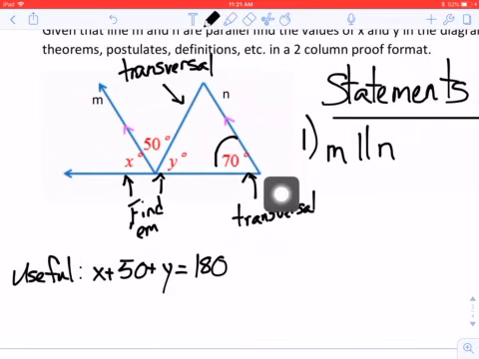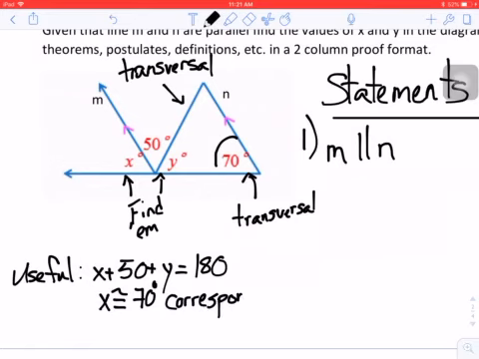Is there somebody else who has the same situation? Yes, in fact, if I look at X, it's this parallel line and the same transversal. So I know that X is going to be congruent to 70 degrees because it's corresponding.